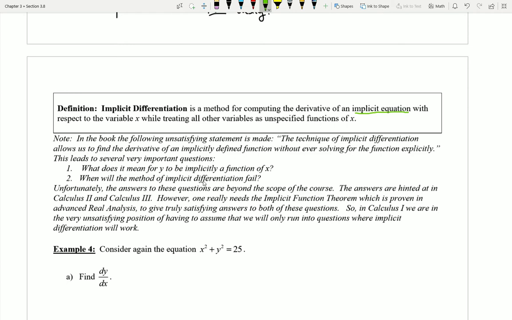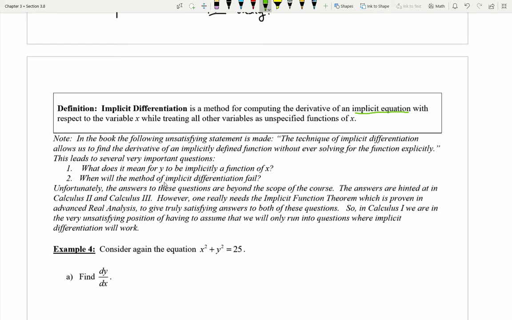And also, when does this method of implicit differentiation fail? Does it work all the time? Does it ever not work? Well, unfortunately, the answers to these questions, as I state below, are actually well beyond the scope of Calculus 1. They're not questions that we can answer within a Calculus 1 class, even though they can be posed. These answers are hinted at in Calculus 2 and Calculus 3. However, what you would really need is something called the implicit function theorem, which isn't proven until a very advanced math class called advanced real analysis you'd have to take in grad school. And that would allow you to provide satisfying answers to these questions.